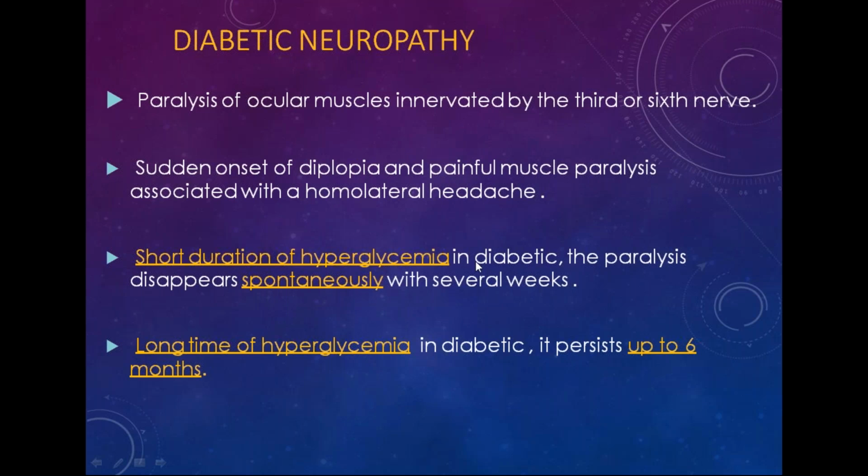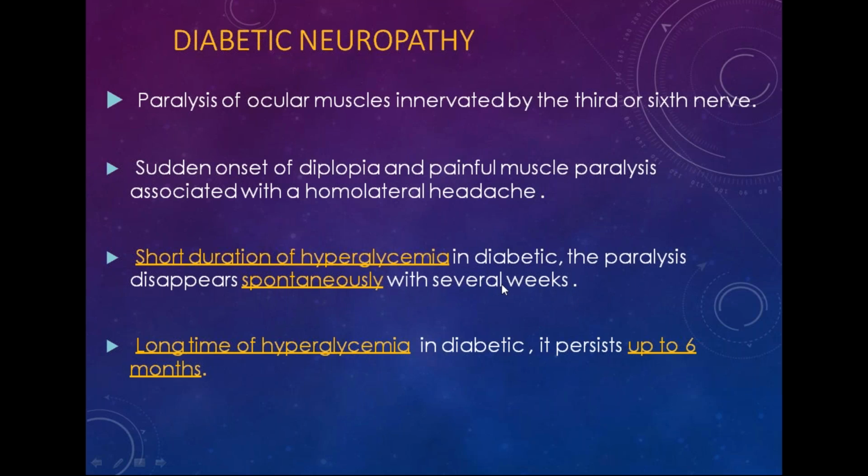If the hyperglycemia is of short duration, the paralysis disappears spontaneously within several weeks. But in cases with long-term hyperglycemia and diabetes, the paralysis of the extraocular muscles will persist up to 6 months. So you have to control the blood sugar levels. Once the blood sugar is controlled, the paralysis regains.